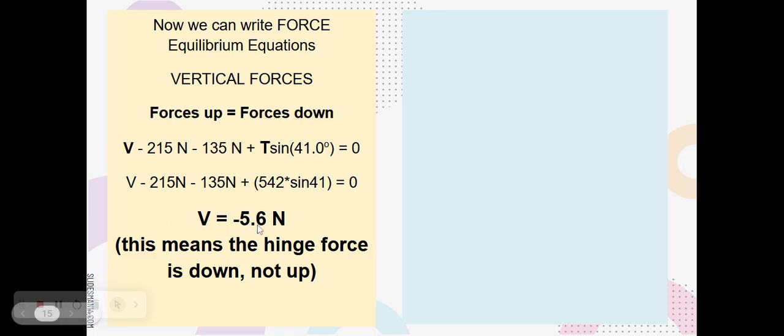When I solve that out, I got a negative 5.6 newtons. What that means is that that vertical force is not actually pushing up, it's pulling down, because the tension portion of that string is higher than the weight of these two. Okay, and so that negative allows me to see that that's what's happening.